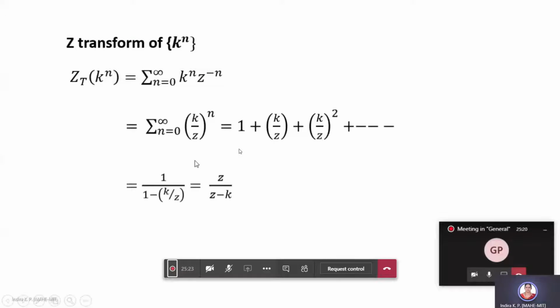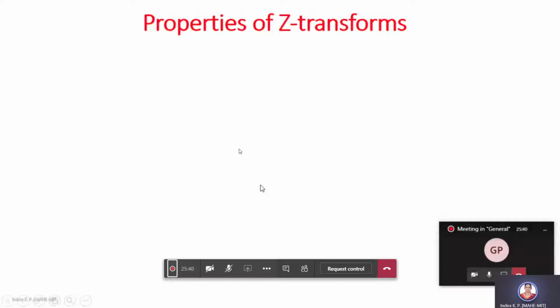So what you get is (k/z)^n. So this again is a geometric series with k/z as the common ratio. So what I get is 1/(1 - k/z), which is z/(z - k). Now let us look at the properties of z transforms before we actually get on to more examples.